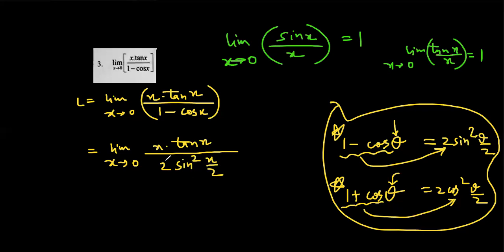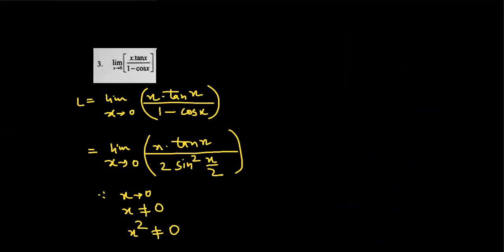Now see, the next step that I do is a major step. Students, I write, since x tends to 0, x is not equal to 0, x square is not equal to 0.